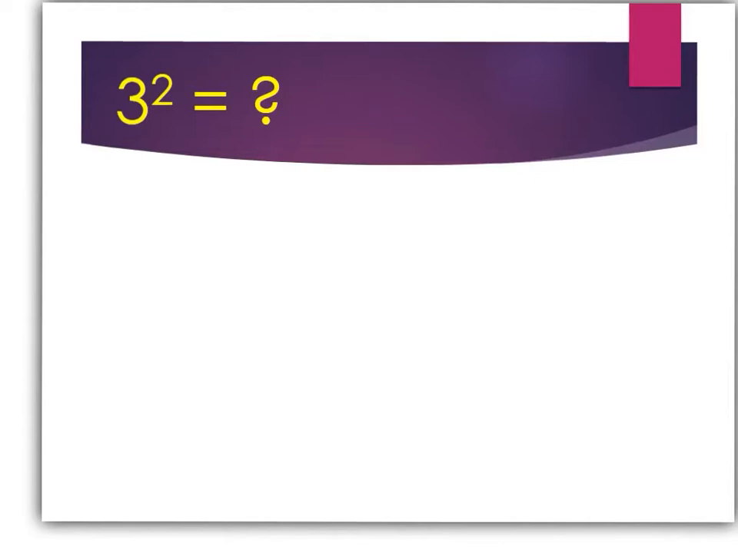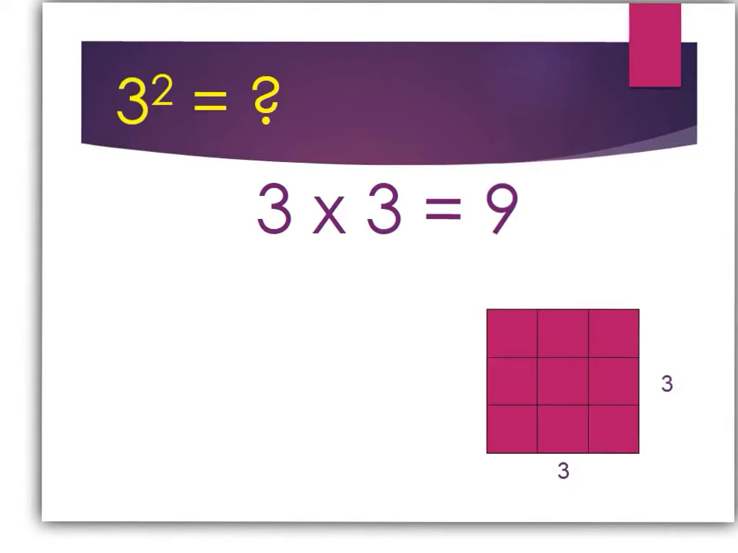Here's another example. This is 3 to the 2nd power. And 3 to the 2nd power means that 3 is used as a factor twice. 3 times 3, and that equals 9. Here's a picture of it. That picture on the bottom right shows a 3 by 3 square. 3 squares on the bottom, going 3 squares up.